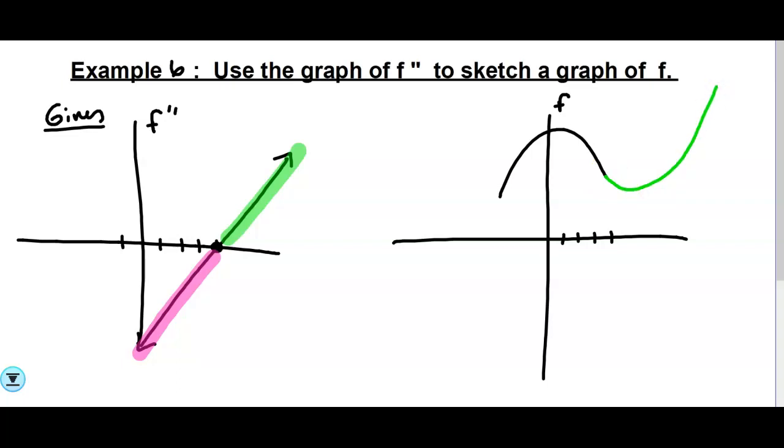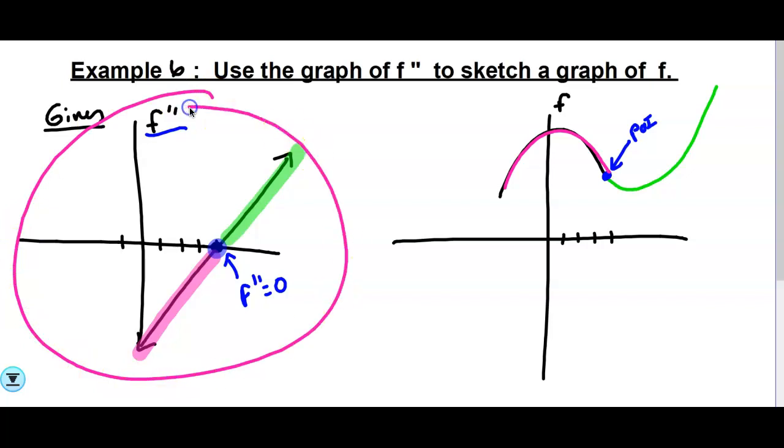Finally, f double prime touches the x-axis at x equals 4. So what does that tell me about the graph of f? Well, if f double prime touches the x-axis at x equals 4, that means that f double prime equals 0. And we said that so long as the concavity is changing at that point, then that must be a point of inflection. And in this case, it is a point of inflection because we're going from concave down to concave up at that point. Now over here on this graph, you can tell it's a point of inflection because it goes from below to above.